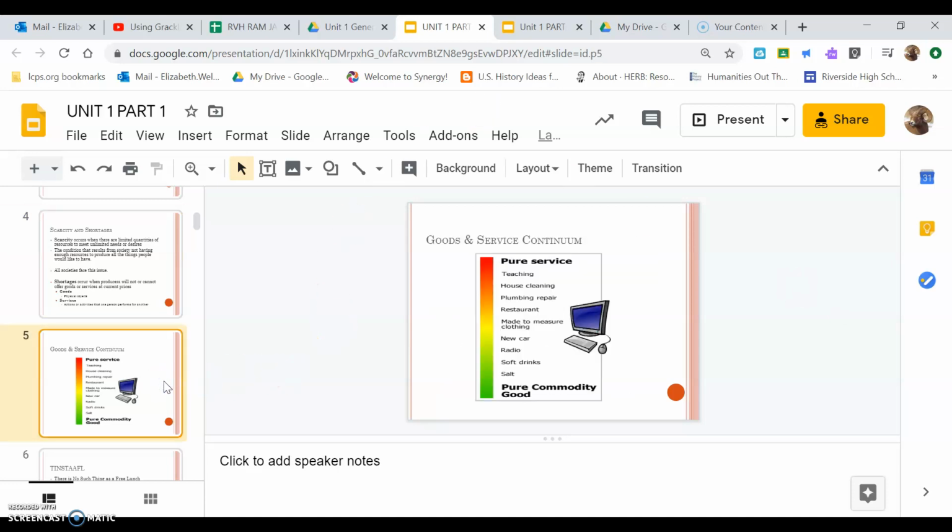Here's the goods and services continuum. Remember, take out that made-to-measure clothing, but you have goods and you have services, right? Goods are things, it used to be the old definition, things you can hold. Services are things that you provide for other people. So teaching is a service, right? Goods is pretty much anything you can hold or own or possess, so to speak. But there is that blurred line, right?